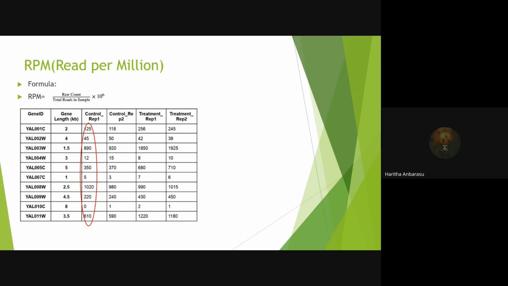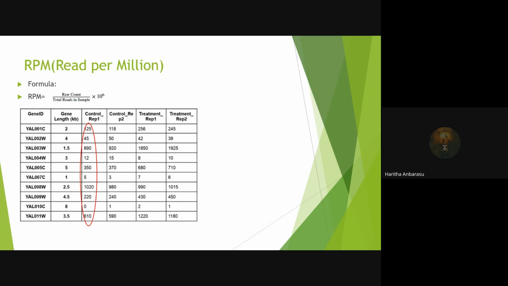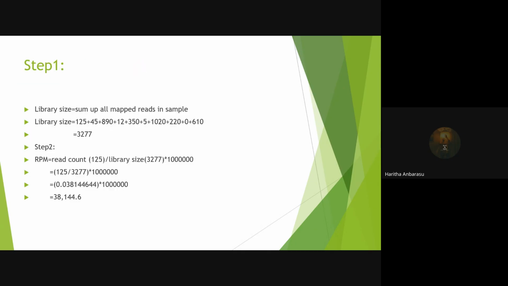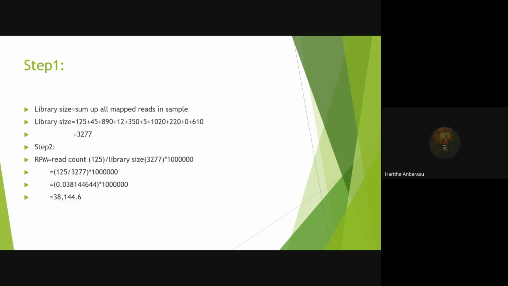Like for sample 1, the control rep 1, we need to sum all the values in the control rep 1 column. For each sample, we need to calculate the library size. It will vary. For control rep sample 1, the library size is 3277. The second step is to calculate the RPM. RPM is equal to read count divided by library size into 1 million. Read count is the raw count, that is 125 for the first read, divided by 3277.